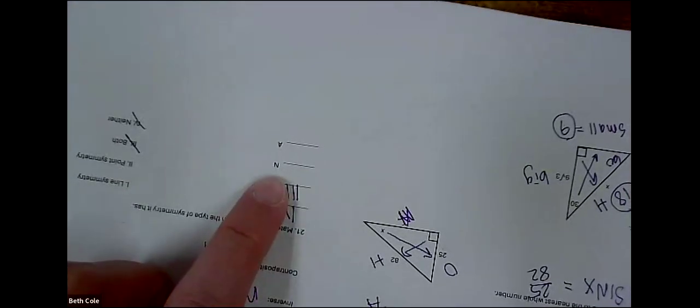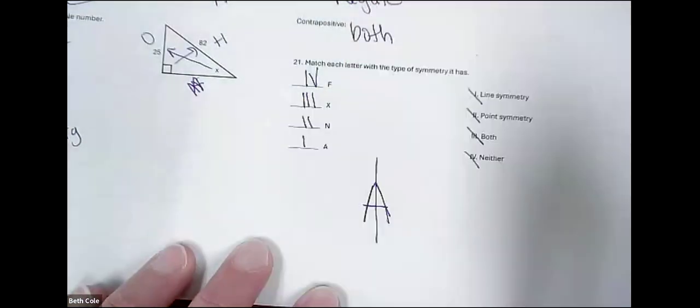N, if you take your paper and flip it upside down, does it still look like an N? Yes, so that is point symmetry. And then the letter A, here I'll draw it bigger for you. Do you see how if you draw a line through, it is like butterfly wings? Like you could fold it on the line and it matches up? Yeah, so that is line symmetry.